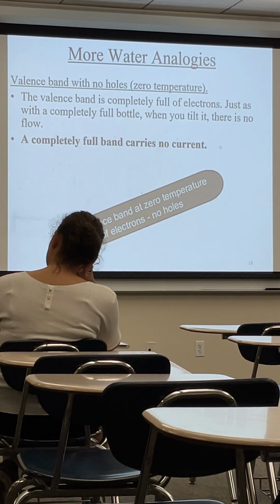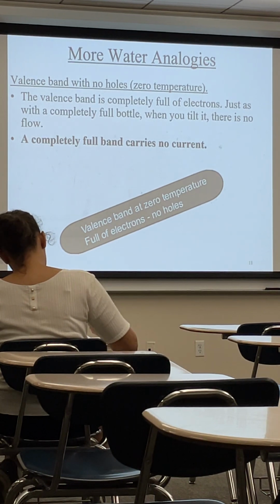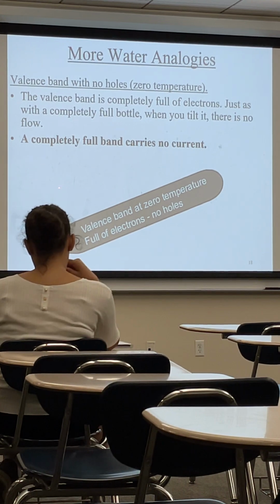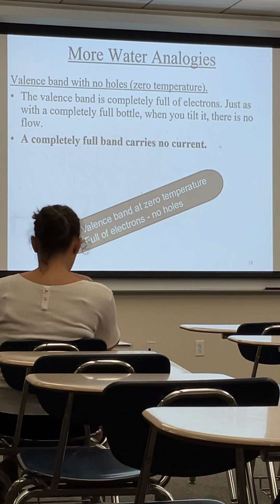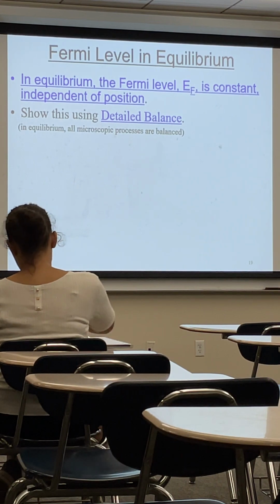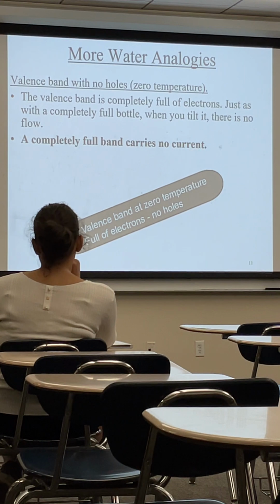Right. So this is true for a semiconductor at 0 Kelvin. At 0 Kelvin, we have a completely empty conduction band and a completely full valence band. And even if we apply an electric field, there is still no current at 0 Kelvin. Okay. Right. So, any questions about this water analogy?